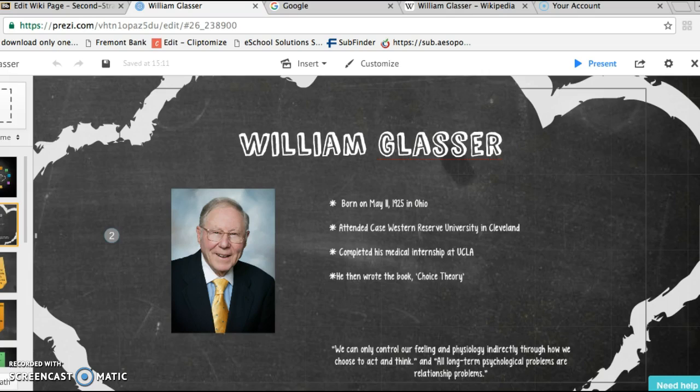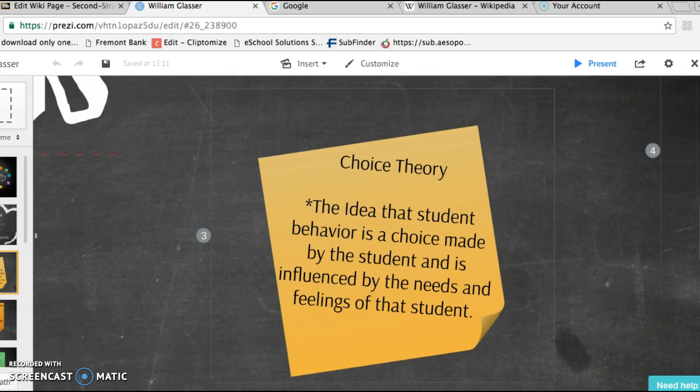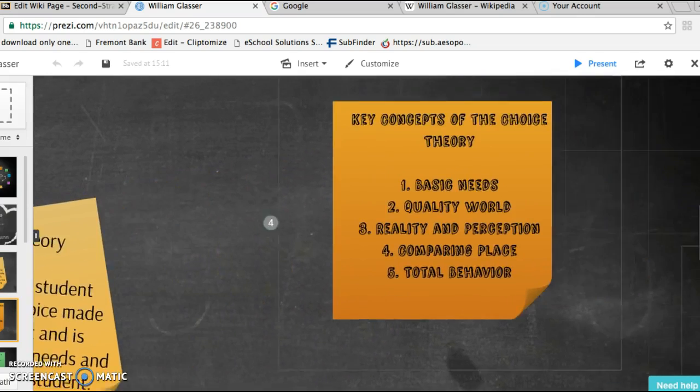One of those books he originally titled Control Therapy, and then he went to choice theory. Choice theory is the idea that we control our own behavior by our choices, right? Our behavior is based off of the feelings in that situation and the needs and wants that we have. So choice theory is really broken down as to the power of our behavior through our choices. It seems very self-explanatory and it makes a lot of sense, but it's broken down in many different ways. So we'll look at that.